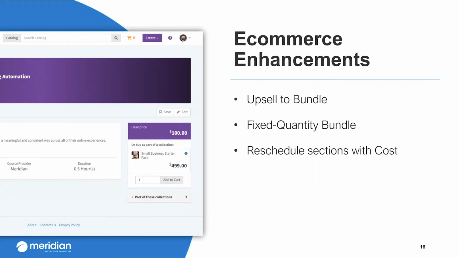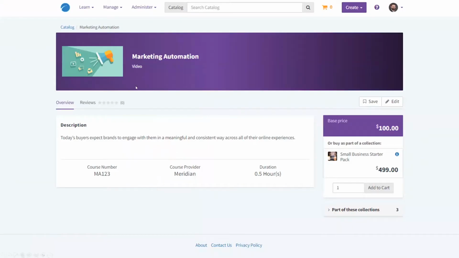So the first one here, upselling. Essentially, if I am viewing a content item, it's got a cost, and it's also part of a bundle that has a cost. The system is going to go ahead and recognize that and recommend or offer up the bundle as an option. And this is also a configuration on the domain level. So if you don't want this, you can leave that off.